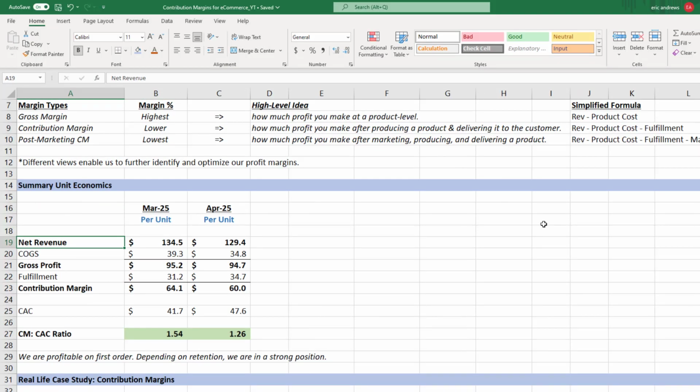Okay, so at a high level, here is how we would break down unit economics for an e-commerce business. You have your net revenue, and we'll dive more into gross versus net revenue here in a moment.